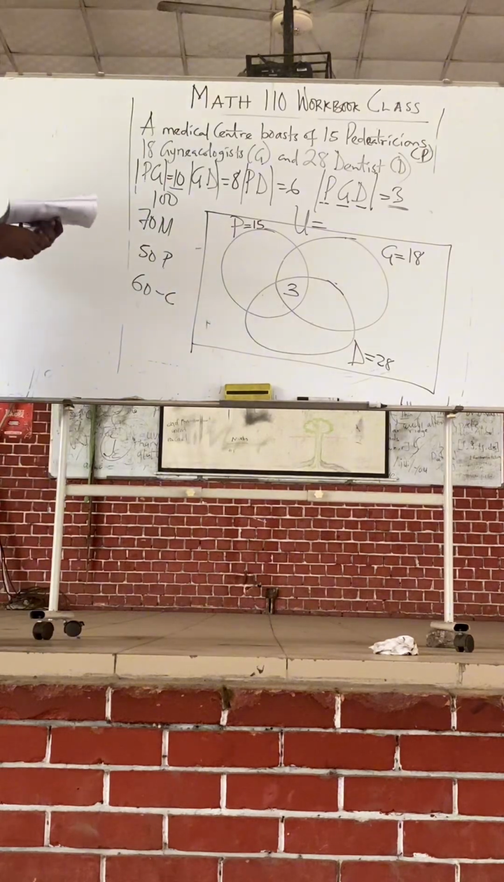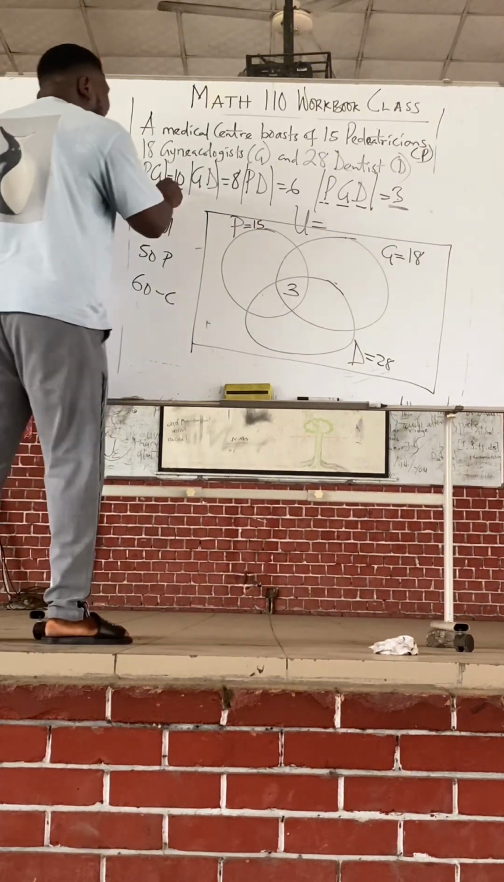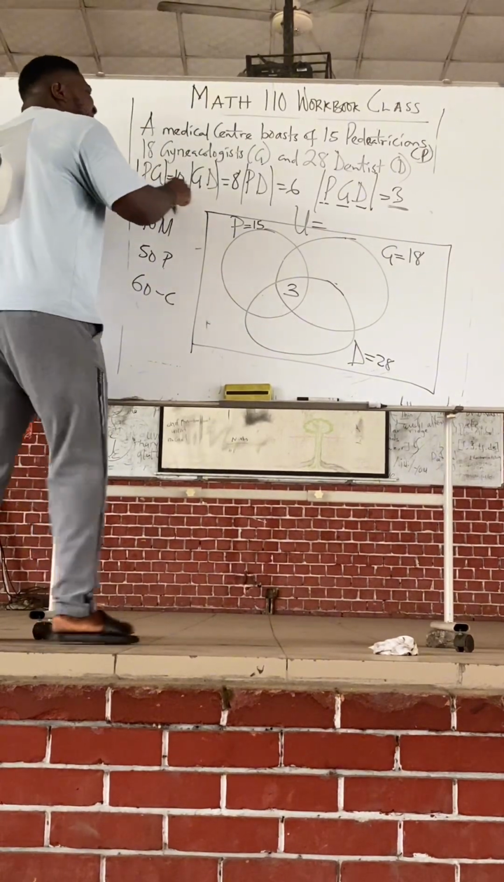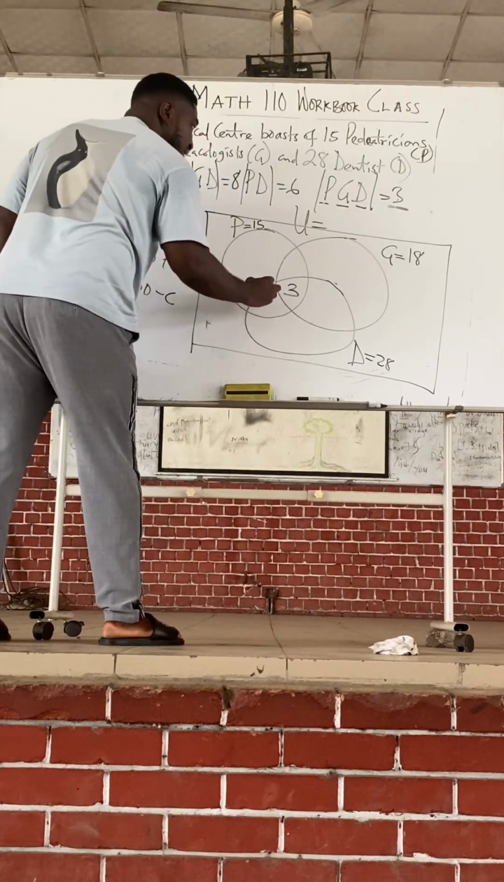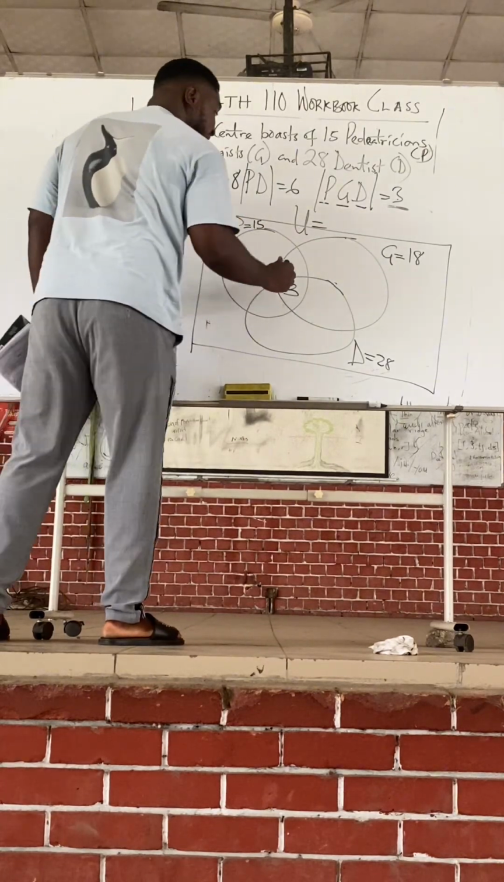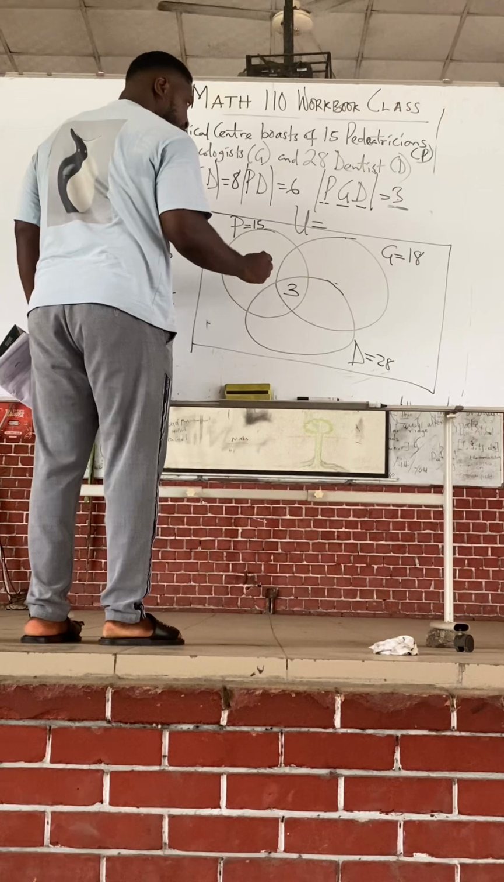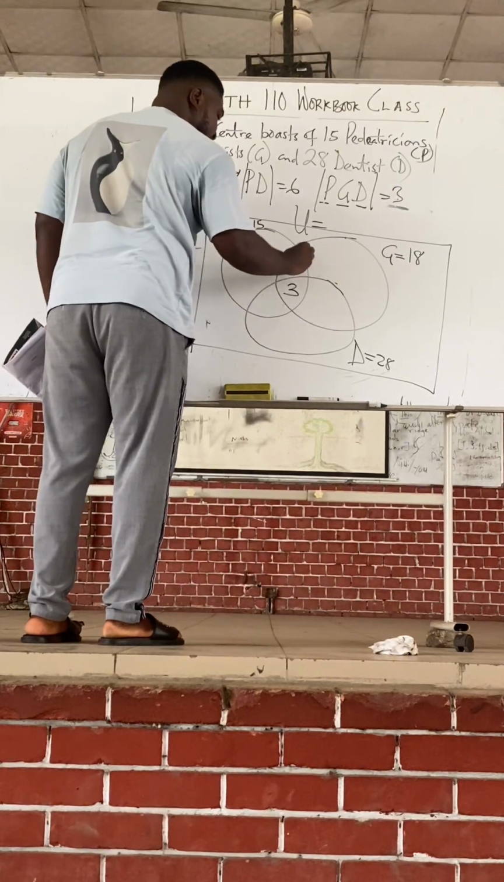That's what's happening here. So to get the accurate number of those offering PG only, it is 10 minus 3, which is 7. PG only is 7.